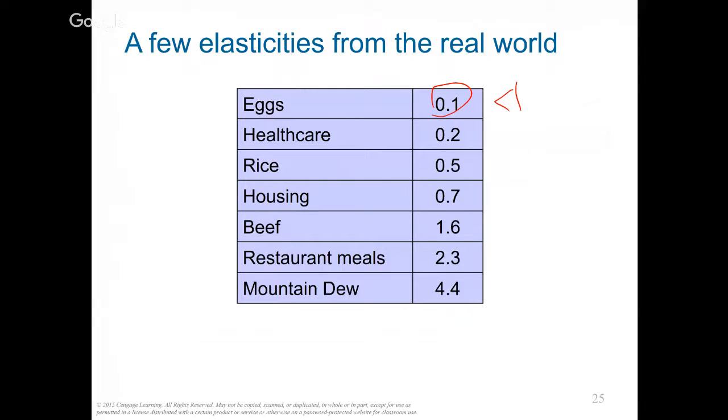Now on the other side, if you see Mountain Dew, it's 4.4. Now remember, if it's more than 1, that's called elastic. So for Mountain Dew, it has very elastic demand. And then again, a couple reasons. For one, we don't have to have it; it's not a necessity. For two, it's very narrowly defined. Now, if we say soft drink in general, then that will have a lower elasticity. But it says Mountain Dew, therefore it has a very high elasticity. So it's very narrowly defined.